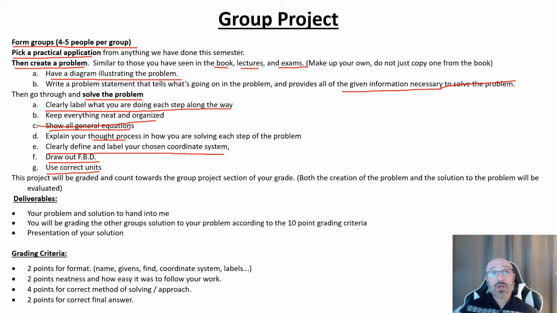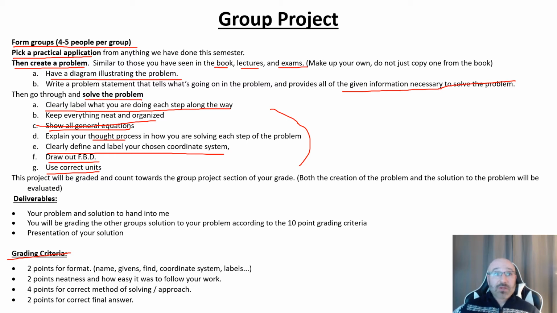So you're going to want this nice and organized as you're grading the other group's solution to your problem. You can go through and clearly follow that 10-point criteria that we'll talk about down here so that you can give them a graded solution, thoroughly graded from each of those sections right here, handed back to them.